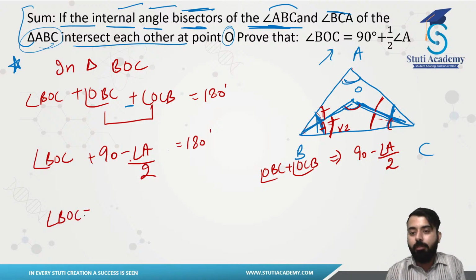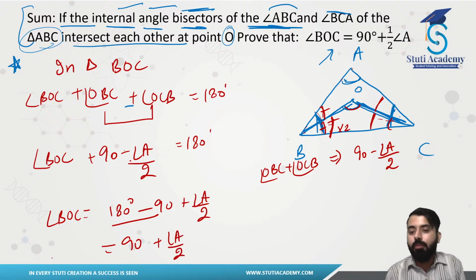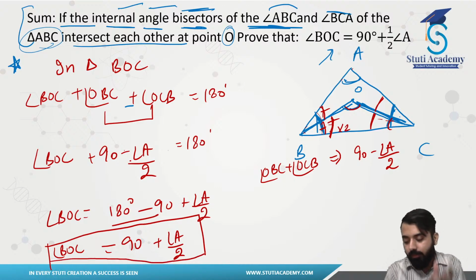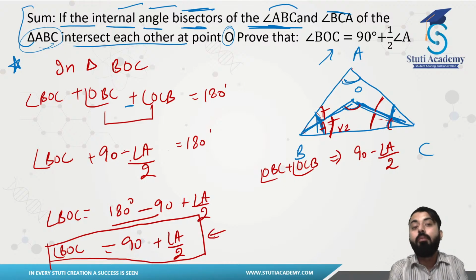Now angle BOC will be 180 minus 90 plus angle A by 2. 180 minus 90, 90 plus angle A by 2. So angle BOC is equal to 90 plus angle A by 2. So this is the proof right here. I hope you understand this proof. You have got the point. Remember this one, we are going to use this value directly when we are talking about a triangle inside a triangle made up of the bisectors of 2 angles. So remember, this is an important proof right here. You have to use this one. This will be used in your later sums.